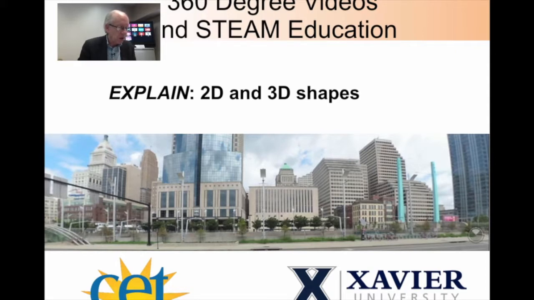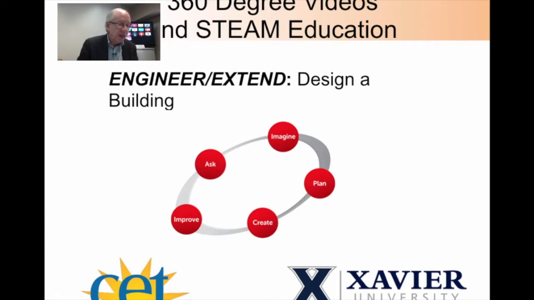They discuss, have you seen any of these shapes in buildings before, these 3D shapes? And their exit slip is to draw one flat shape and one solid or three-dimensional shape. And finally, in this engineer phase, they're going to be challenged to do a little designing.